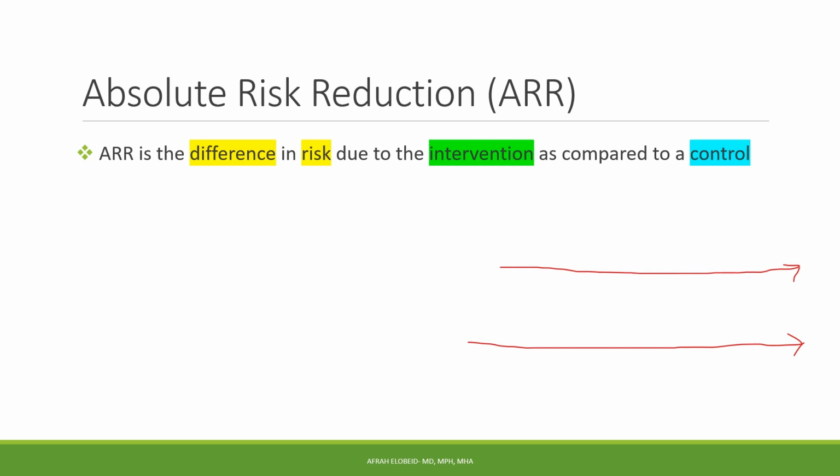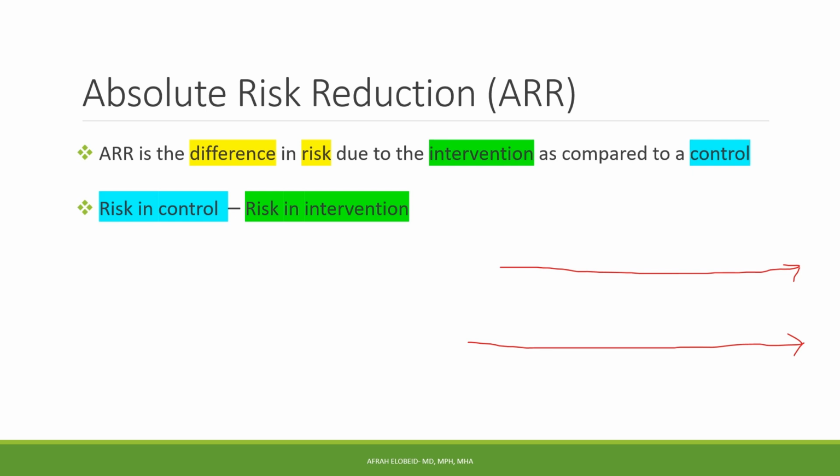The second keyword is risk. That means we will calculate risk. And we have spoken about this before, how to calculate the risk. It's basically the number of patients or individuals who have the condition divided by the total number of that group that's exposed or the intervention group. So that's the risk. The third keyword is comparing the intervention and control groups. That means we have to calculate two risks separately and subtract these risks from each other. So the risk in control minus the risk of intervention.